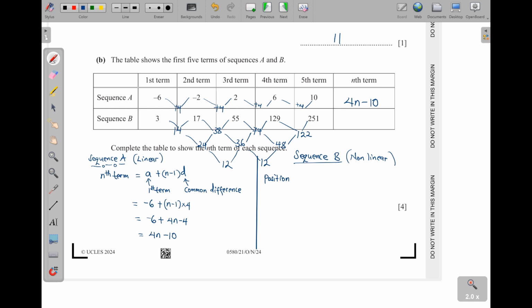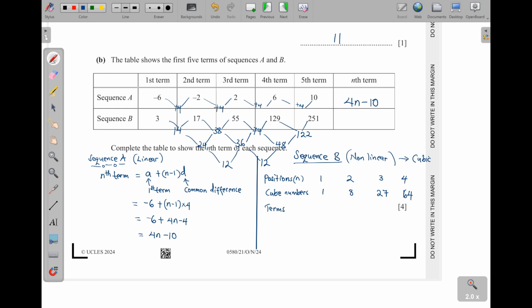If it is a cubic sequence, that means the terms are related to the cube numbers. So let's look at the positions. If this is position 1, position 2, position 3, position 4, then let's look at cube numbers. When you cube 1, you get 1. Cube 2, you get 8. Then here, 27. Then here, 64.